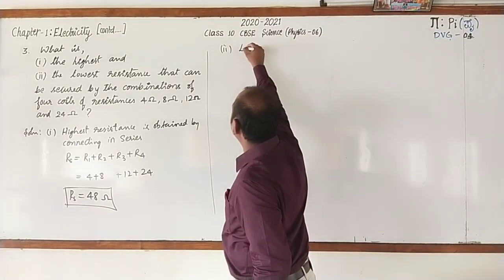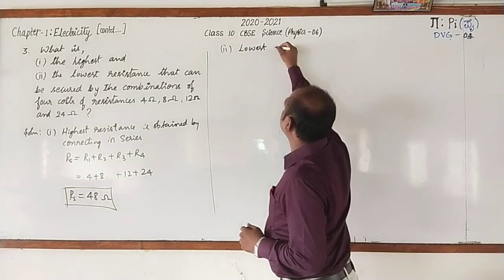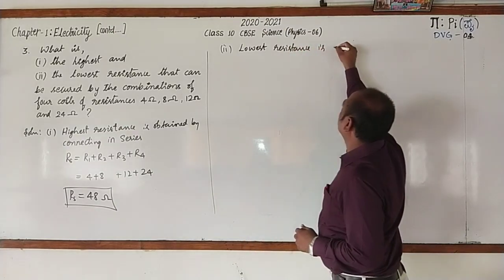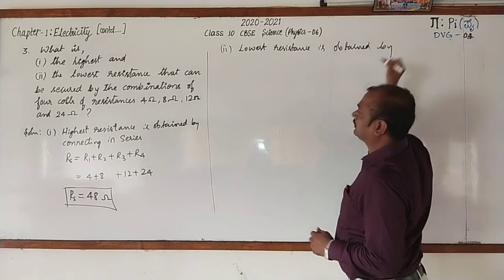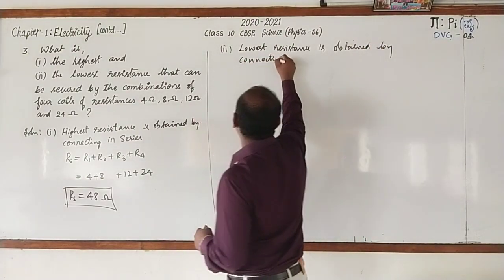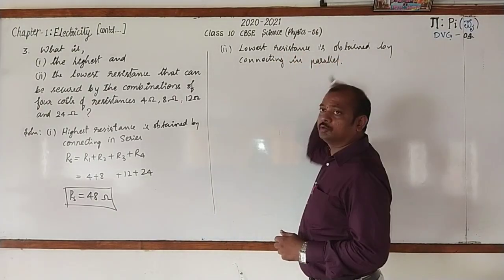Here, the lowest resistance is obtained by connecting the resistors in parallel. Let us come to know how this is.